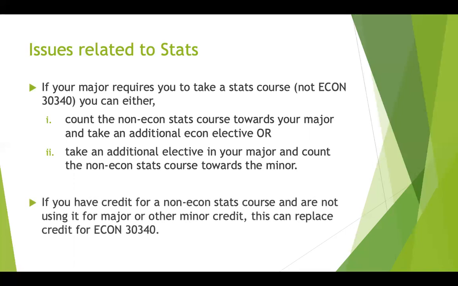Also, if you have credit for a non-econ stats course and you're not using it for another major or minor, this can be used as your stats course for the minor. So continue with the psych example. If you took psych stats as a psych major and you decide you no longer want to be a psych major, but you still have course credit for psych stats that isn't being used for something else, that works fine as counting towards the business econ minor.